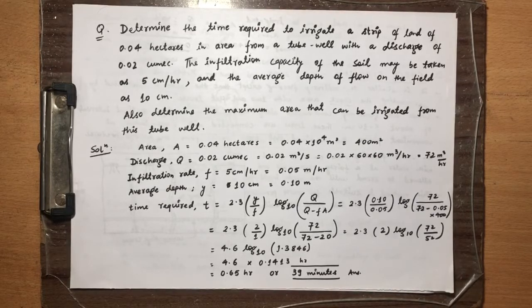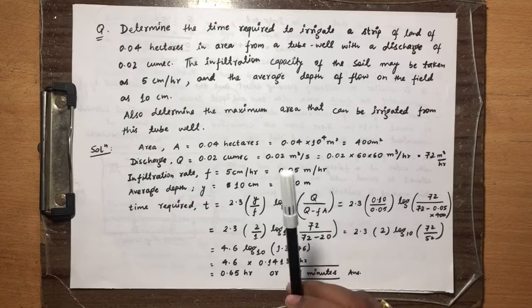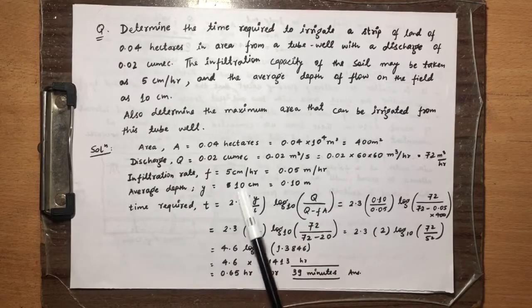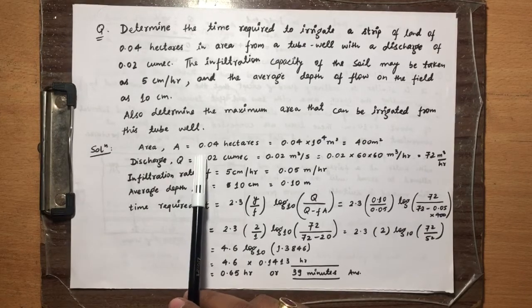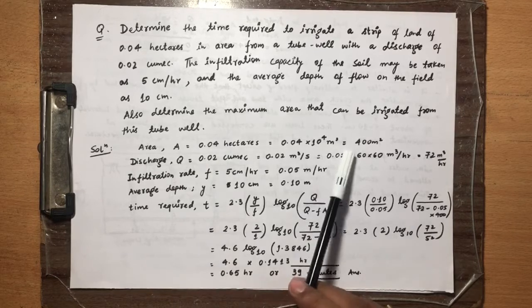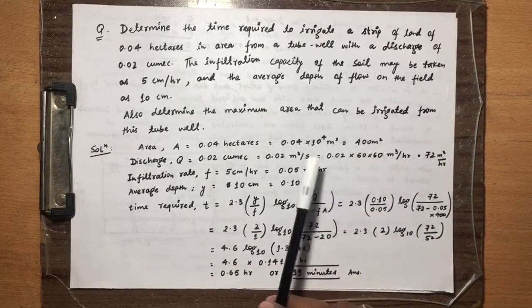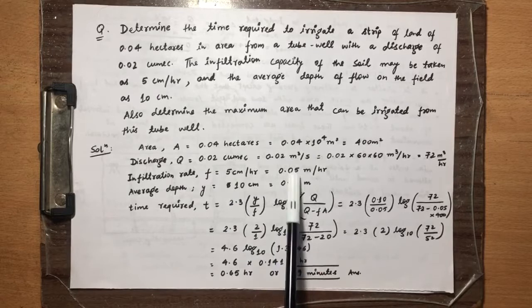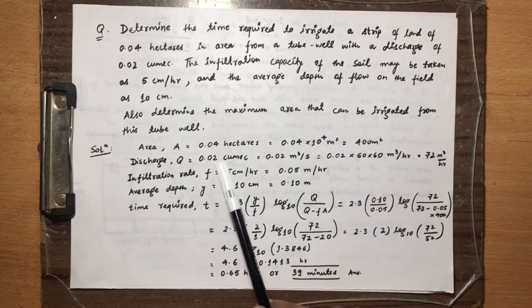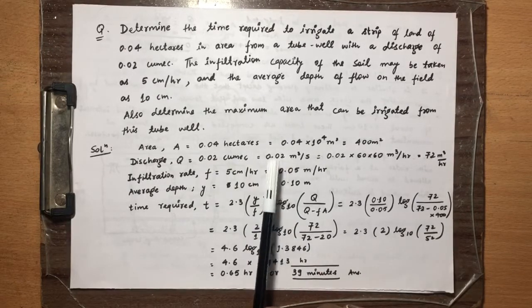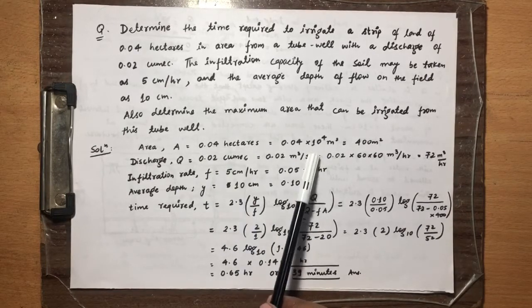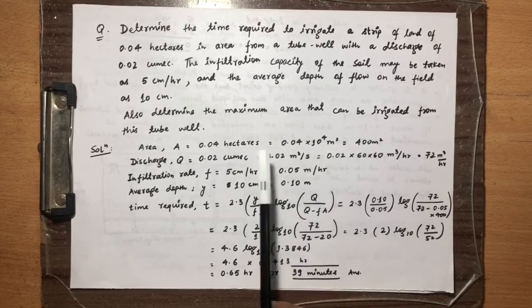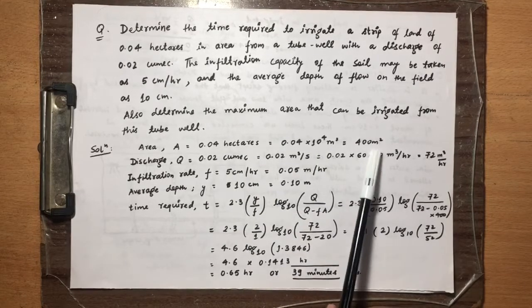So first of all, for any problem, you have to write the given parameters. So what are the things given in the question? First one is area, which is 0.04 hectares. So we have to convert all these units into the same unit system. So we are converting all the parameters into SI units. 1 hectare is 10 raised to power 4 meter square, so this will become 400 meter square.